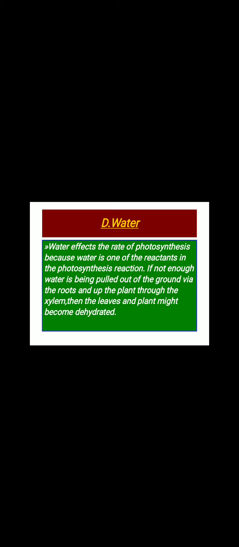So if you plot the rate of photosynthesis against the level of these three limiting factors, you get graphs like the one shown above. In practice, any one of these factors could limit the rate of photosynthesis.